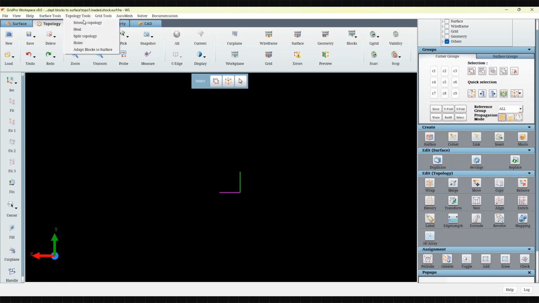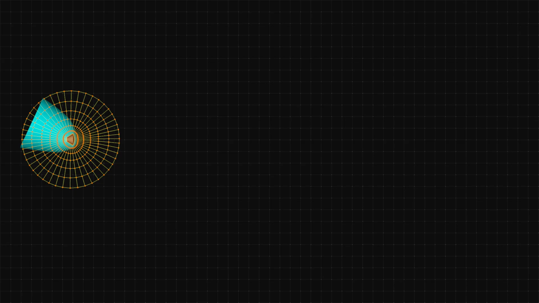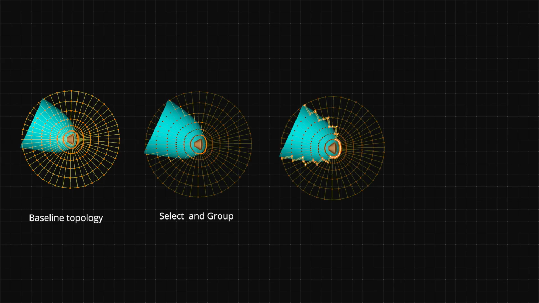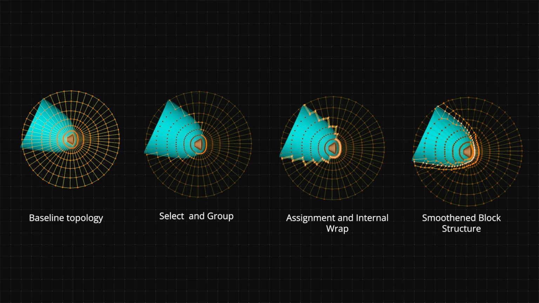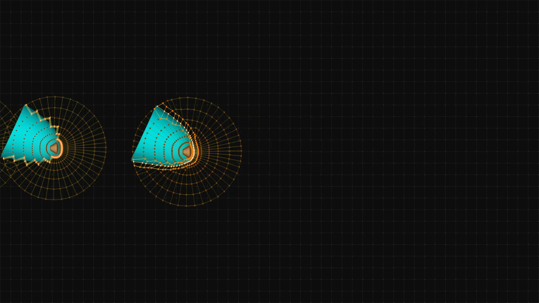This feature is found under the Surface tools in the menu bar. It is used to select and assign block faces closer to the given surface and split them so that they create one-to-one connectivity to the given surface. All this is done in one click.